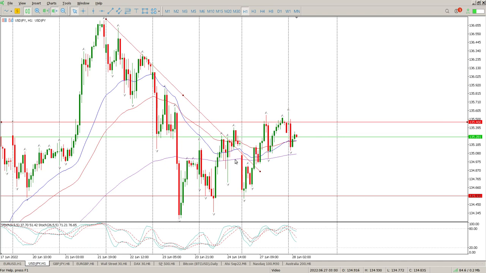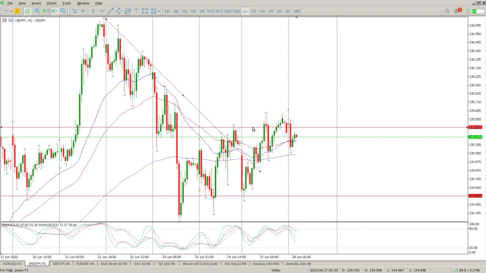So yesterday started off with a down, then an up, and then sort of a bit of a range here. So there is my structure to the left. That's 135.400. I'm looking for a break above it and a retest for an opportunity to buy into this.